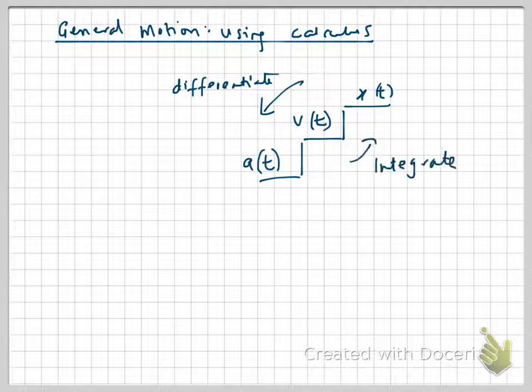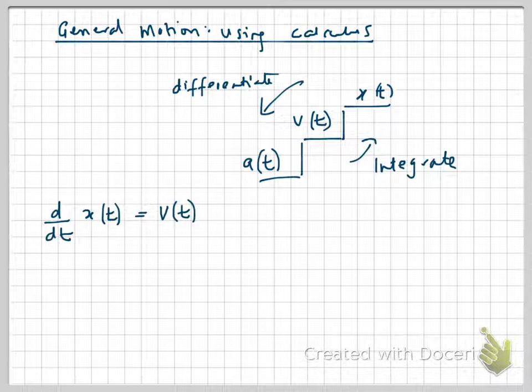If we then integrate, we go back up. So if I have acceleration, I integrate, we get velocity, and velocity integrate, you get displacement. This makes sense if we think about the definitions of velocity being the rate of change of displacement and acceleration being the rate of change of velocity.